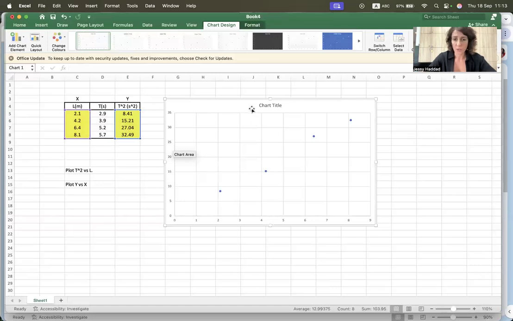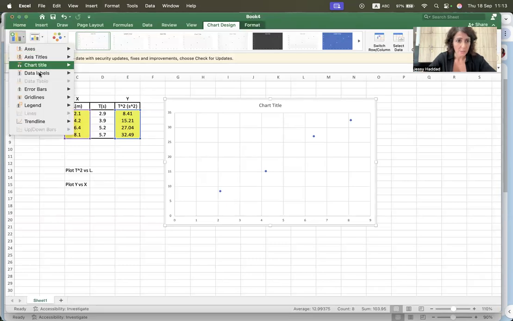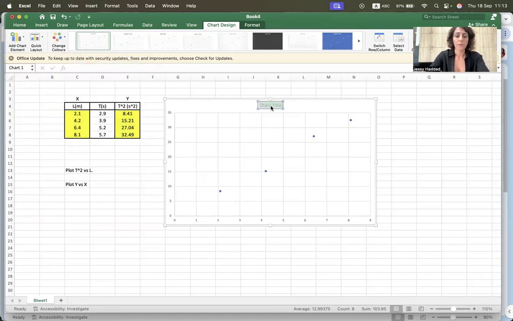First things first, we need to create a title. We need to label the chart and label the X and Y axis. You can find under chart design those options. Add chart element. Maybe I can create, okay, this is ready for me. I'm going to call it t squared versus x, no, versus L.